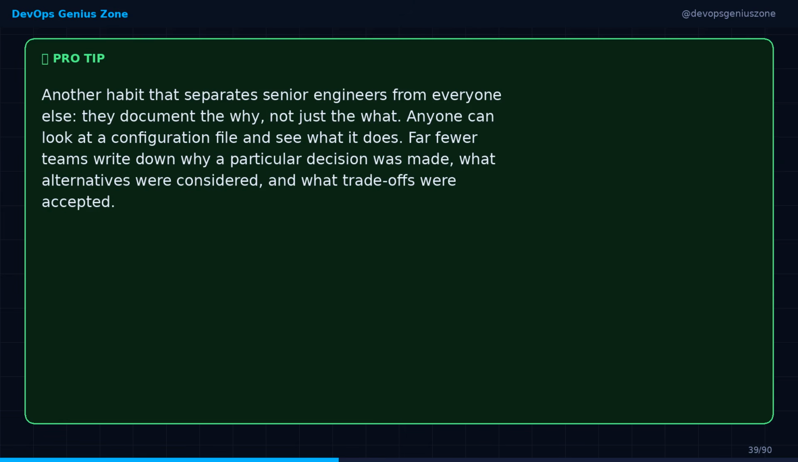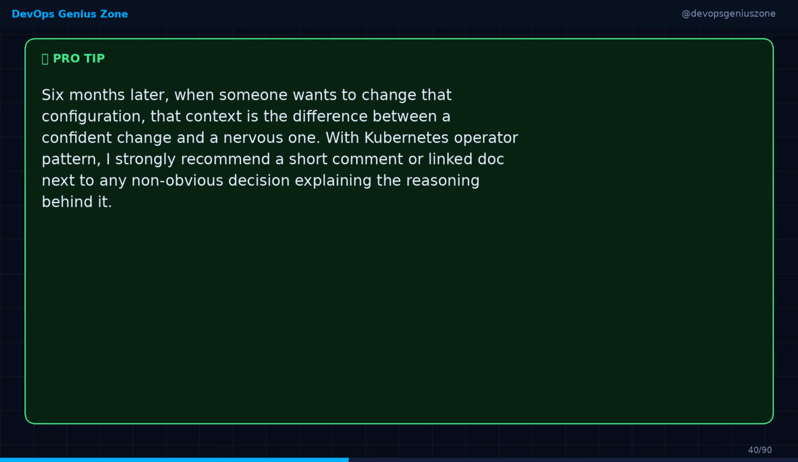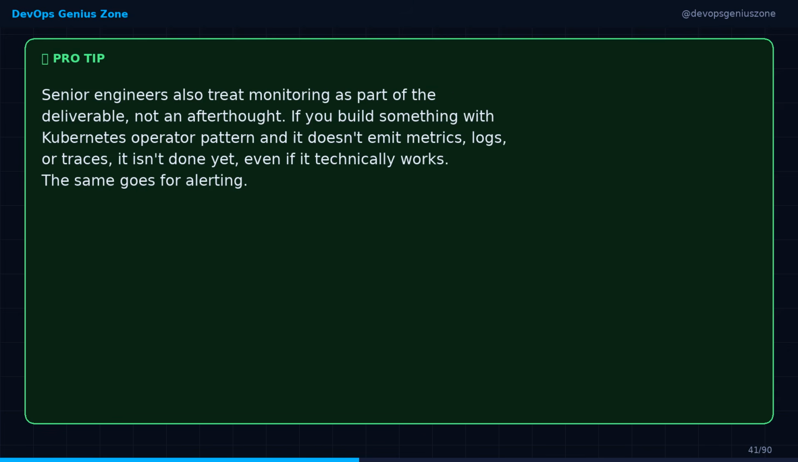Senior engineers also treat monitoring as part of the deliverable, not an afterthought. If you build something with Kubernetes operator pattern and it doesn't emit metrics, logs, or traces, it isn't done yet, even if it technically works. The same goes for alerting. A senior engineer doesn't just want to know something broke, they want to know it broke before a customer notices, and they want the alert to point clearly at the likely cause instead of just saying something is wrong somewhere.